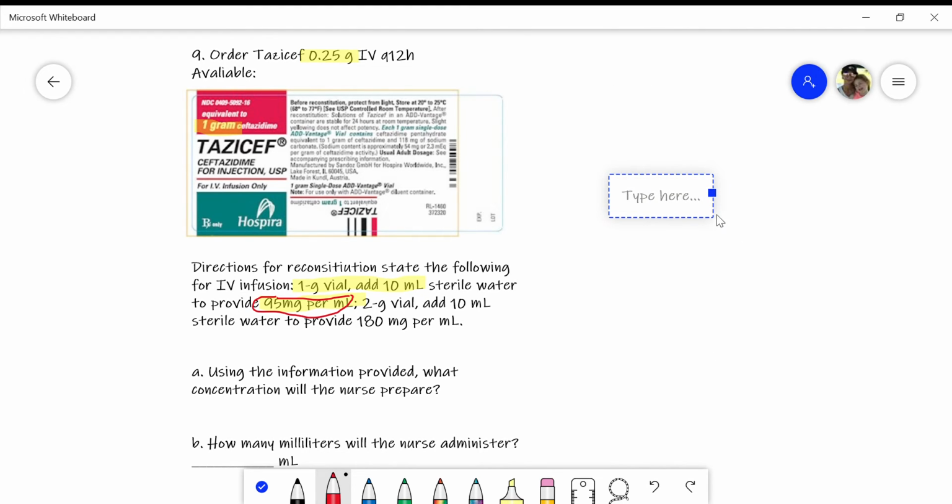So again, you're going to convert it from the grams to milligrams. So 0.25 times 1,000 is going to give you 250 milligrams. And just like the others, we're going to divide it by the 95 milligrams per milliliter. And that's going to give us 2.6 milliliters.